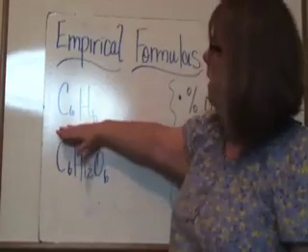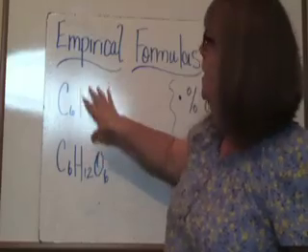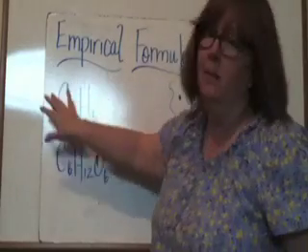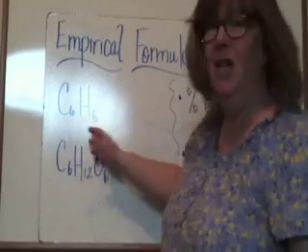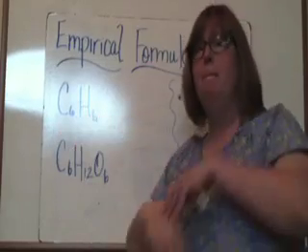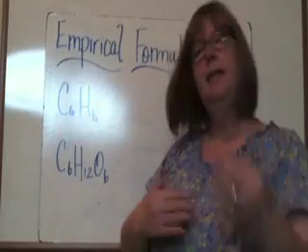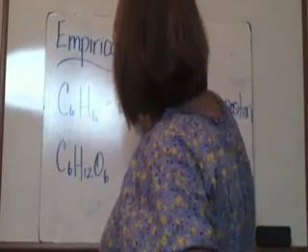So here we've got what we call a molecular formula, C6H6. That is not the simplest whole number ratio of carbon to hydrogens. The simplest whole number ratio is 1 to 1. So this is its molecular formula, but the empirical formula, the simplified form of this, is CH.